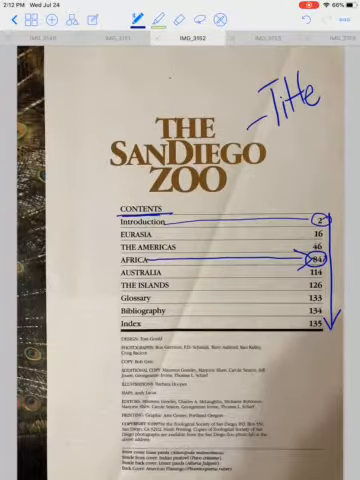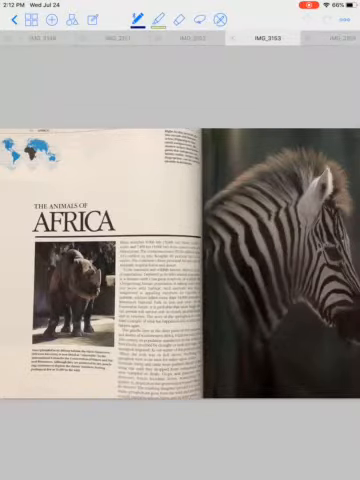Now, with a fiction book, could I skip to page 84? Would I know what was going on in a fiction book if I just opened it up to page 84 and started reading? No, I would have missed all of the plot. But I can do that in a nonfiction text. So I know that the table of contents is really important because it helps me to understand how the text is laid out. Let's dig into this book a little bit. Let's go to page 84 and let's look at Africa.